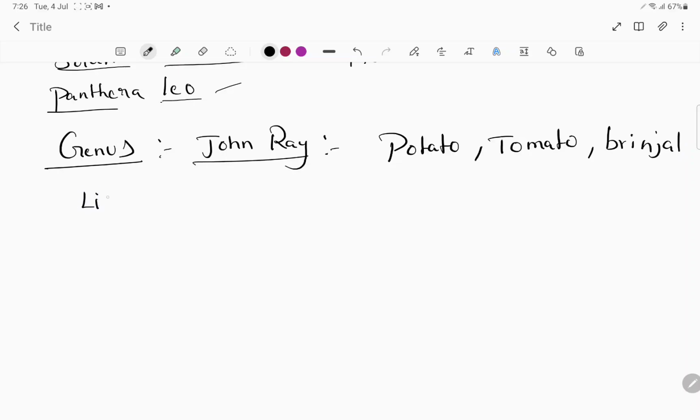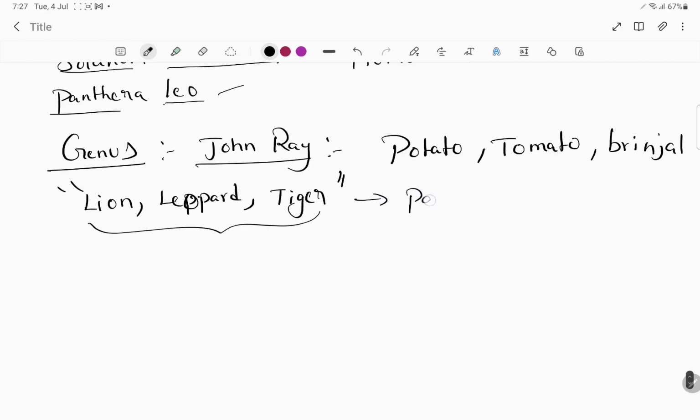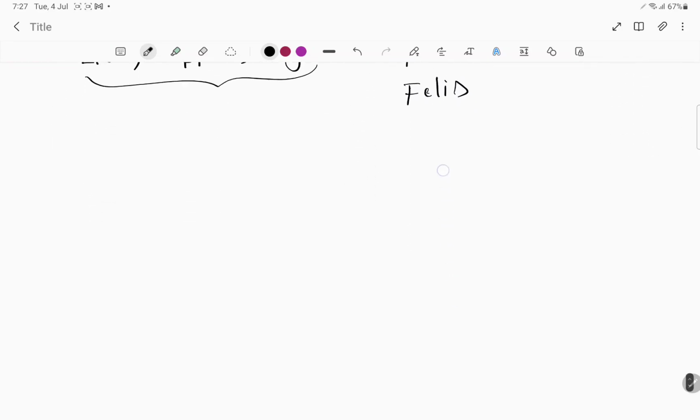Lion, leopard, tiger. All three are different species, but they are closely related under one genus called Panthera. This genus Panthera differs from another genus called Felis.